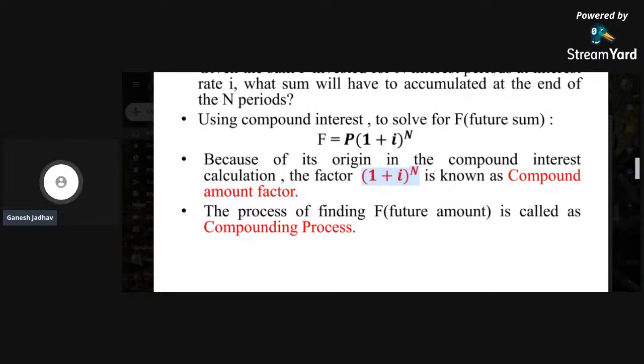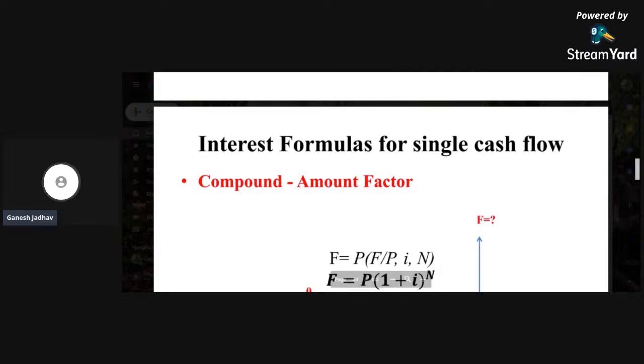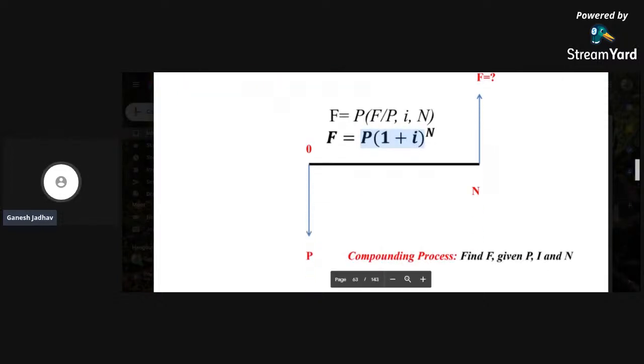Okay, so what is the compounding factor? The process of finding the future amount is called the compounding factor. You can see here is the amount of the factor. This is the amount of the factor, so this is the primary value.